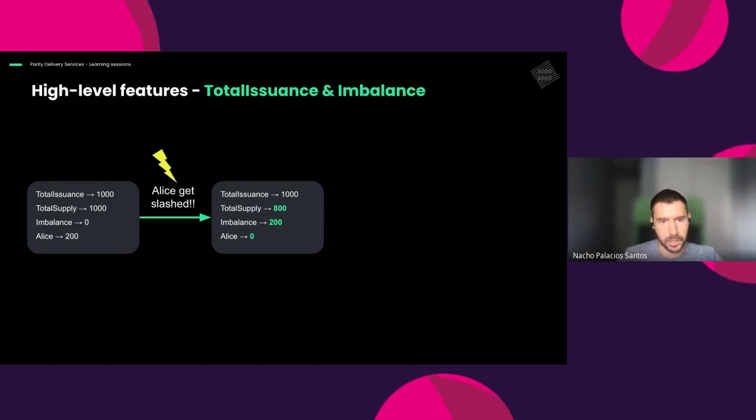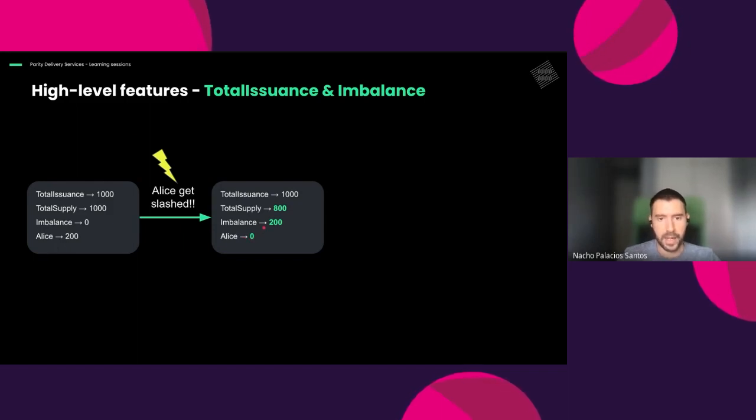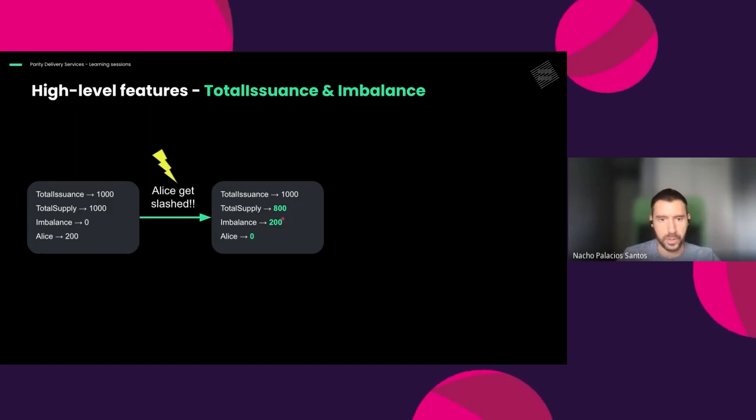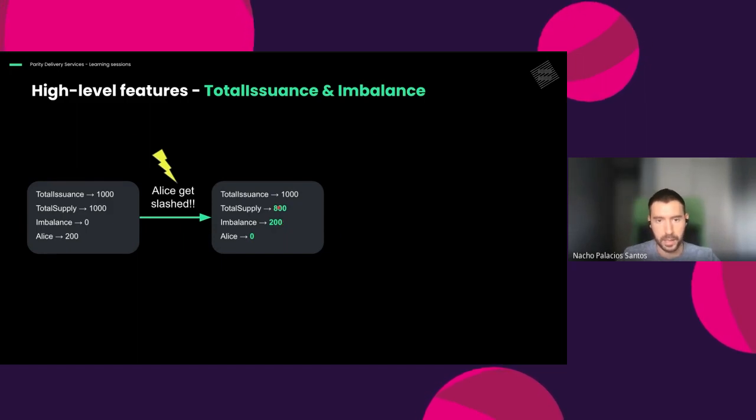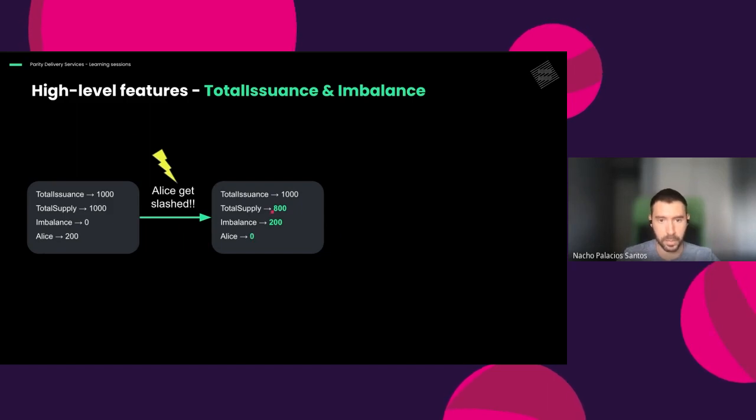But for some reason, Alice gets slashed. What would happen here? Alice's account drops to 0 because the whole amount has been slashed. And then this slash function returns an imbalance object with 200 tokens. What will happen with the total supply? As we said before, the total supply equals the addition of all accounts, so because Alice's balance was reduced by 200, total supply is also reduced by 200.